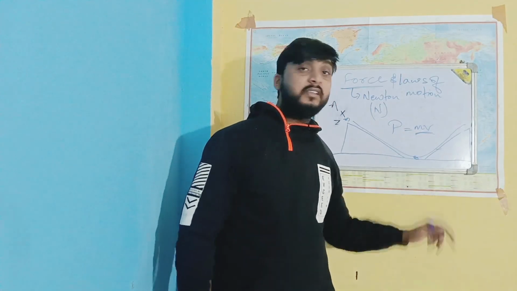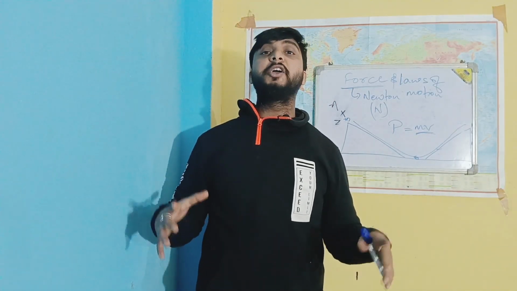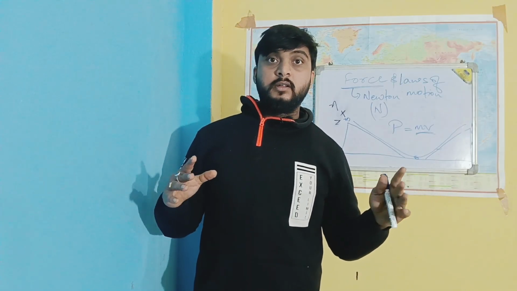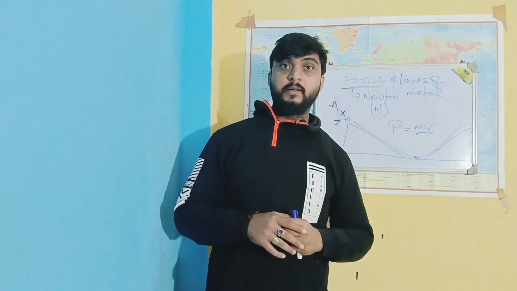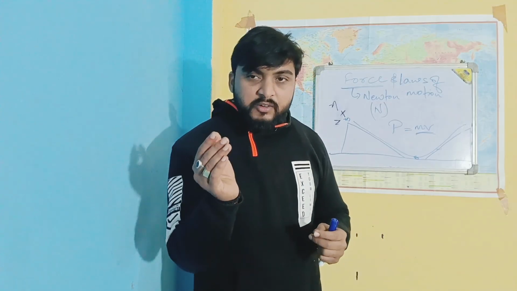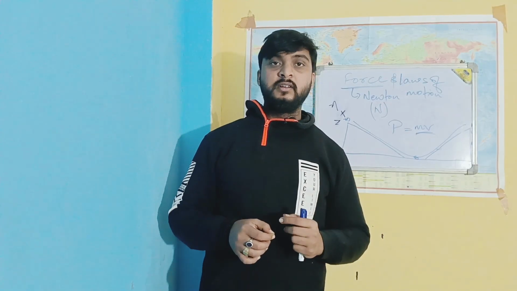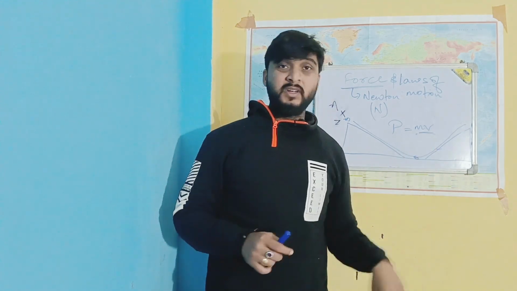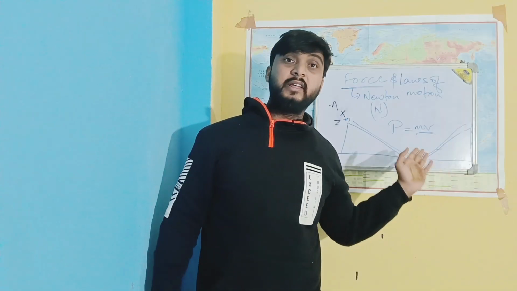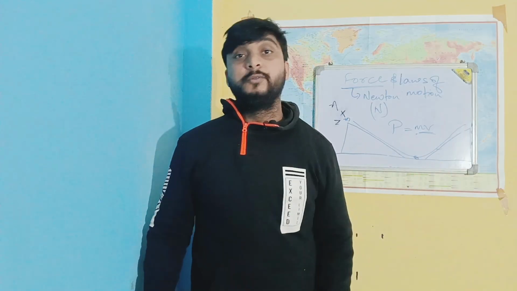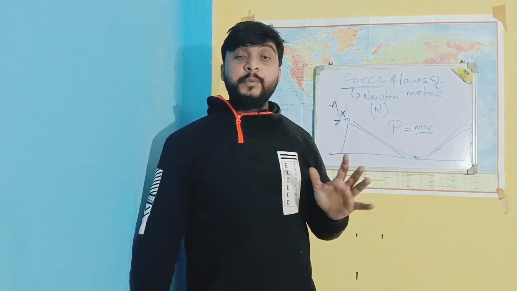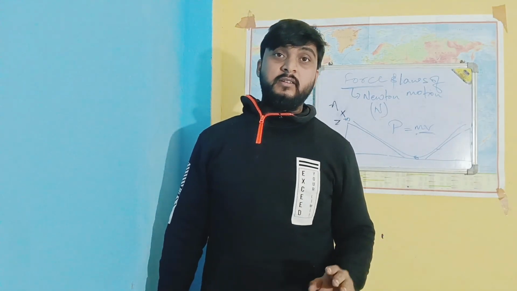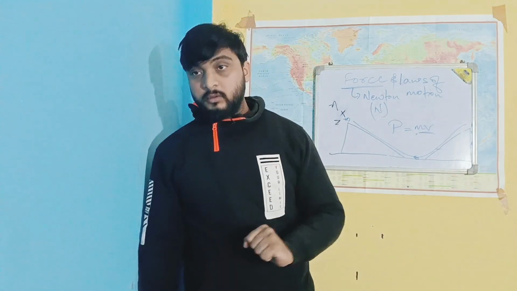For suppose a very huge block of mass, say 1,000 ton of mass, moves with a very less velocity, even then the impact will be more. So if any of them is more, then the impact, the momentum will be more. So momentum is the product of mass and velocity, right? So we know about the momentum.